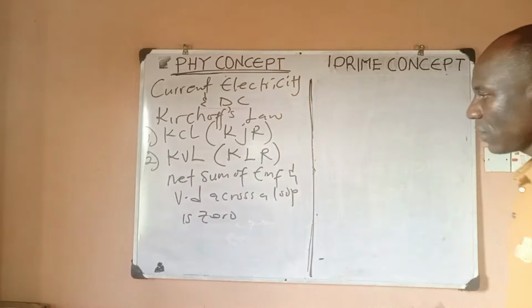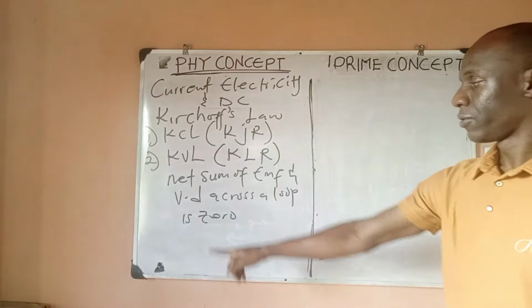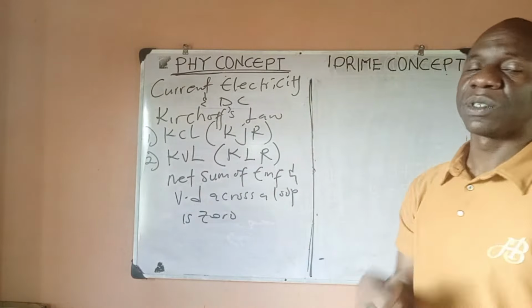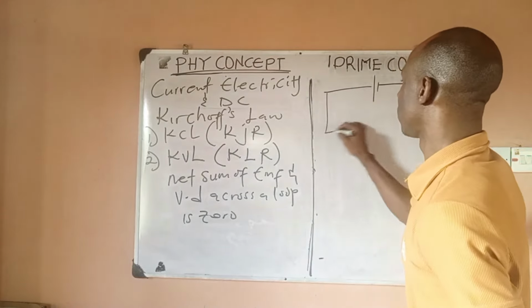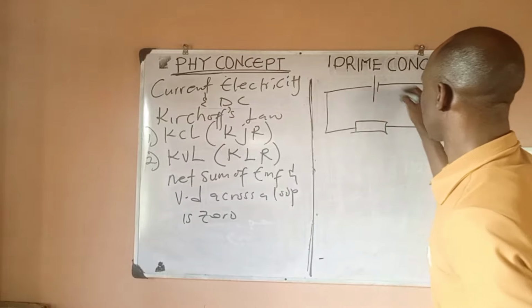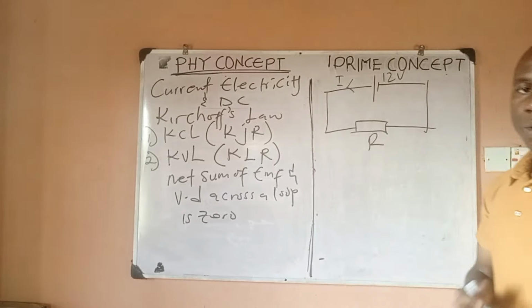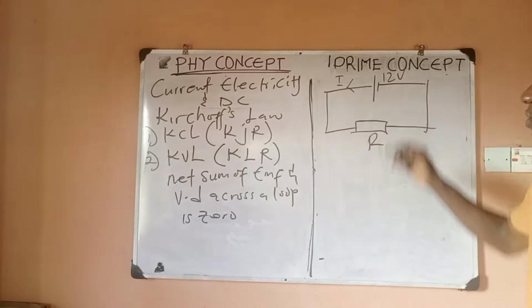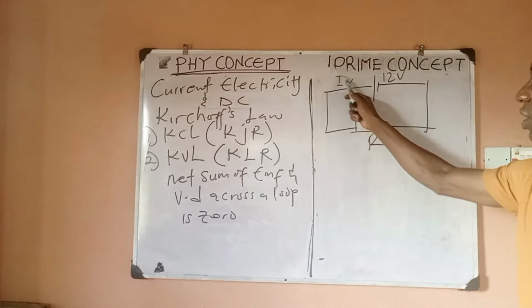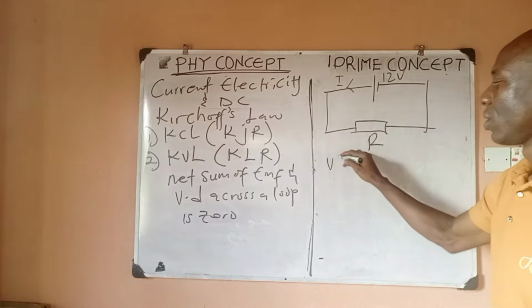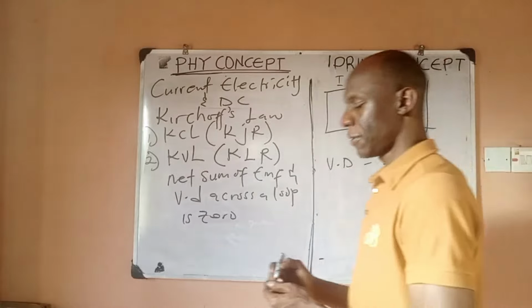Now, what's the difference between EMF and voltage drop? EMF is battery voltage. Voltage drop is the product of current and resistance. So if I have a circuit like this, and say this is 12 volts, this is R, and I have a current flowing. What is the EMF in this circuit? The EMF is 12 volts. That is the battery voltage. What is the voltage drop? It's going to be the current times this resistance. So voltage drop is IR. Take note of that.